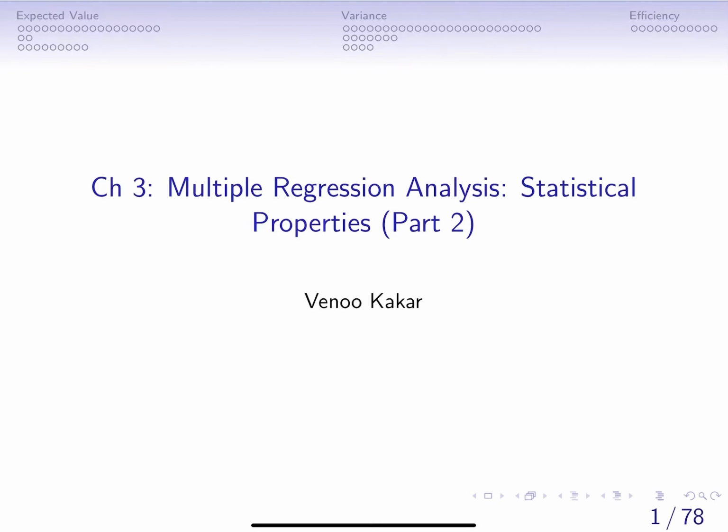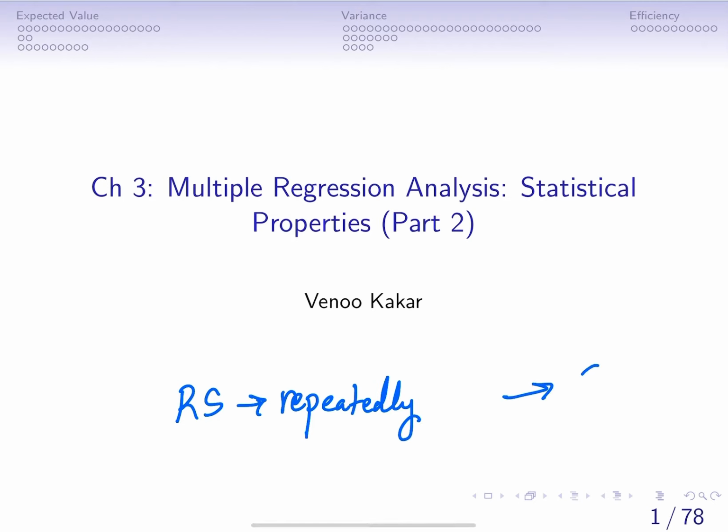In this part of the chapter, we will talk about the statistical properties of our estimators. Now, you want to remember that when we talk about statistical properties, these have nothing to do with a particular random sample that we are working with, but rather we are talking about the statistical properties of estimators when random sampling is done repeatedly. So remember that we are talking about random sampling done repeatedly, and we are then thinking about these statistical properties.